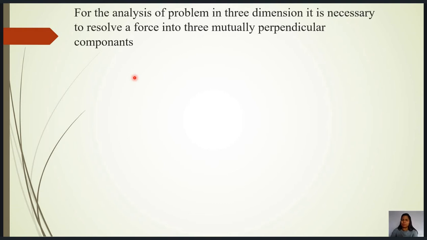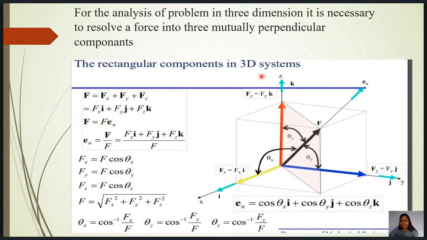For the analysis of problems in three dimensions, it is necessary to resolve the force into three mutually perpendicular components. So the rectangular components in a 3D system will look like this. This is one force which is present in three dimensions, that is along x, y, and z. Then we can write this force in vector form as Fx i plus Fy j plus Fz k, as i, j, k are the unit vectors in the direction of x, y, z. So vector force is equal to the magnitude of F multiplied by the unit vector in the direction of force. Then we can write Fx i plus Fy j plus Fz k divided by the magnitude of that force.